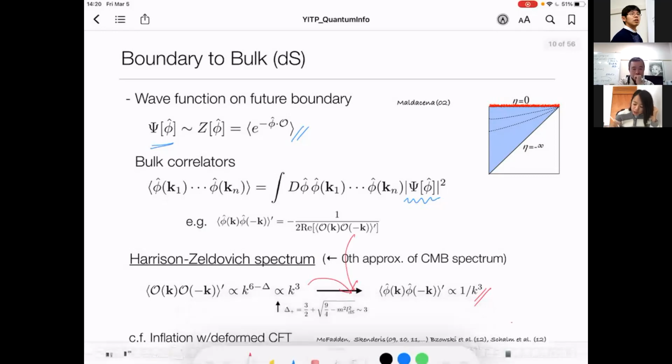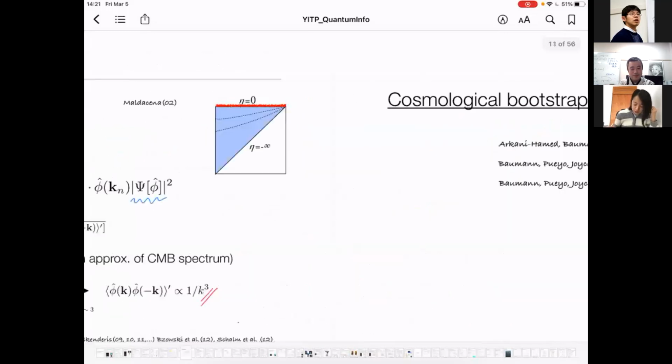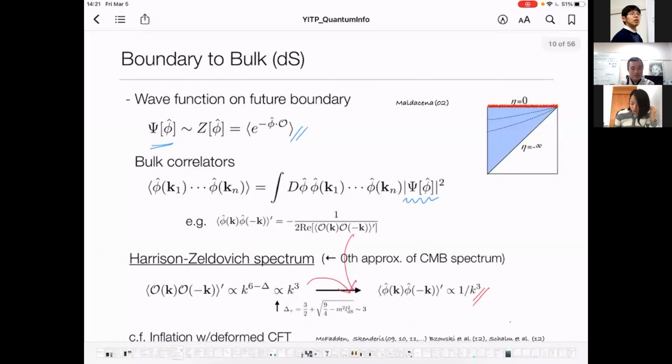And this is probably the most friendly way to derive this Harrison-Zeldovich spectrum for people who are familiar with CFT. And actually, observation tells you there is a deviation from the scale invariant spectrum. So precisely, there should still be a bit of deviation from 1/k to the third, but this can be explained by taking into account the deviation from the zeta. And this was taken into account by introducing deformation from conformal field theory.